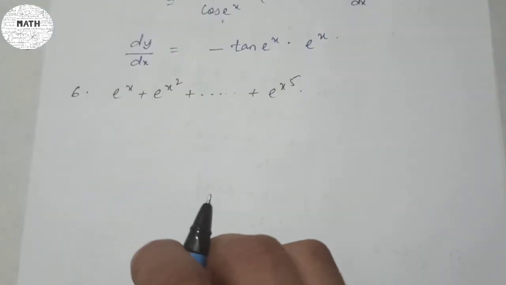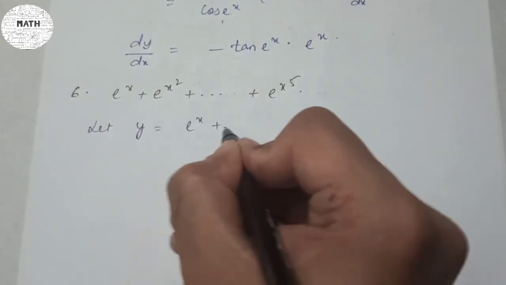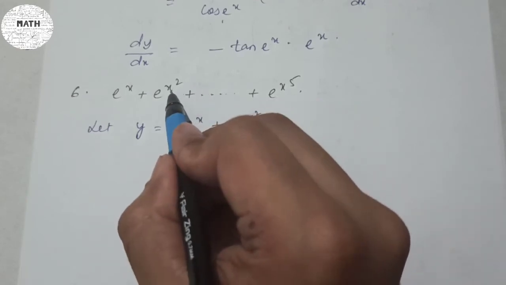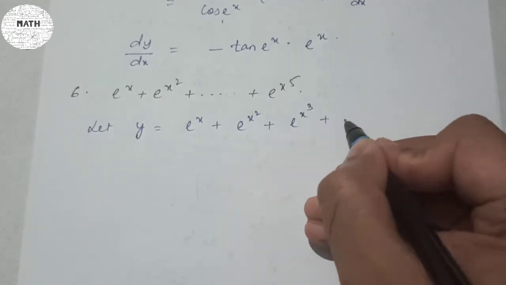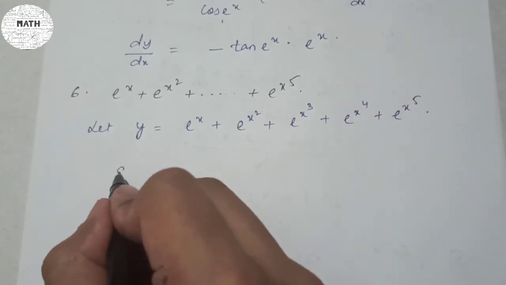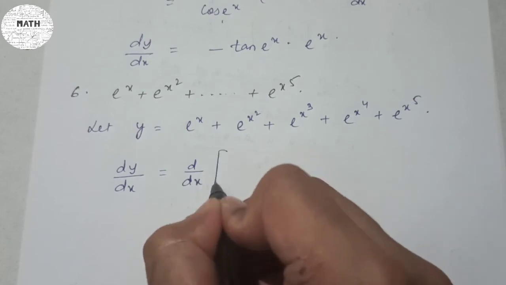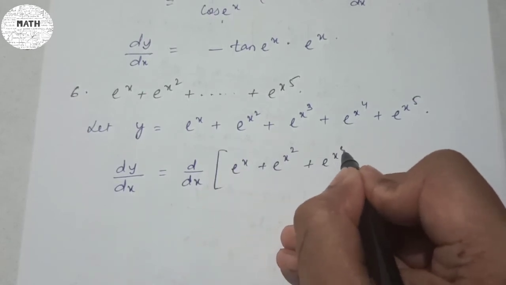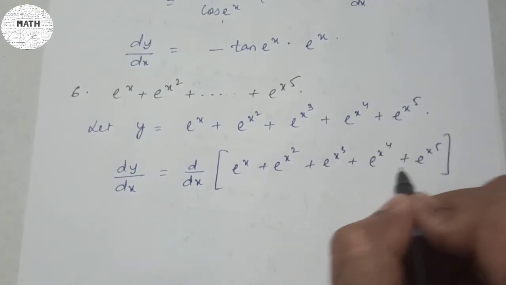Again, your question number 6 happens to be this one. So I can say that let y is equal to e to power x plus e to power x squared, dot dot dot. That means there are some elements. I got here from x squared till x to the power 5. That means the next term will always be cube, 4, last term 5. Now again the same thing, I have to differentiate both sides. So dy by dx equal to d by dx of e to power x plus e to the power x squared plus e to the power x cube plus e to the power x to the power 4 plus e to the power x to the power 5. I hope you're clear.